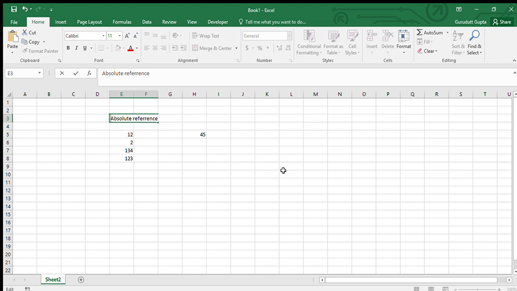Today I will be teaching you absolute reference. It is one of the top references in cell reference. So let's begin. I will be teaching you with an example.